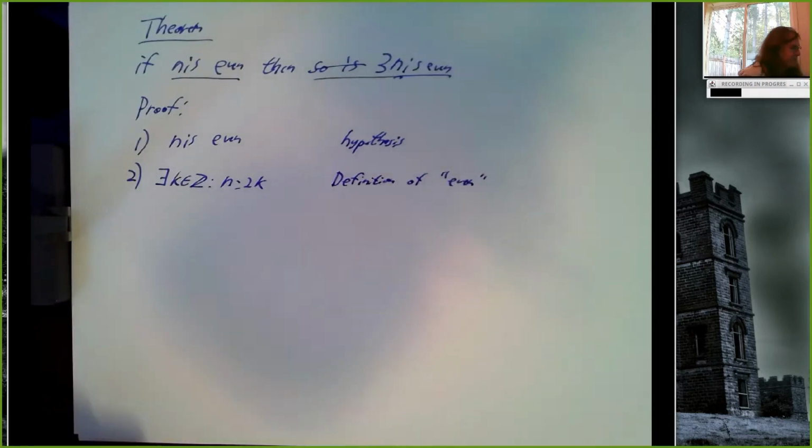So working with the definition, we can use that almost like it's a law of logic. It's more of a law of math, right? Yes, exactly. Okay.